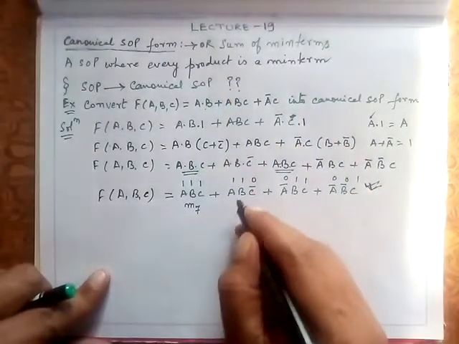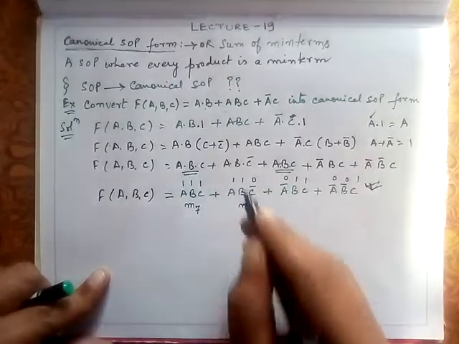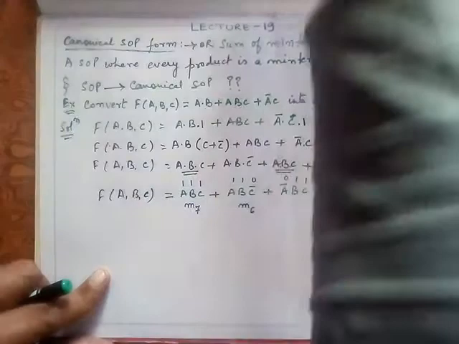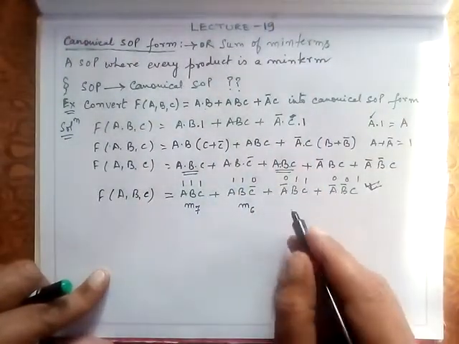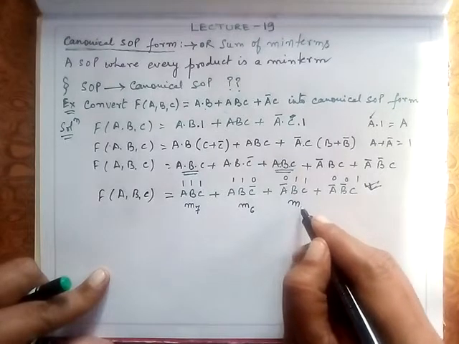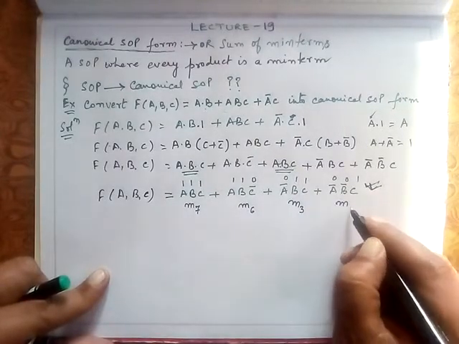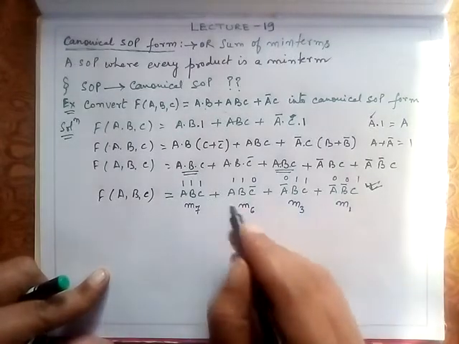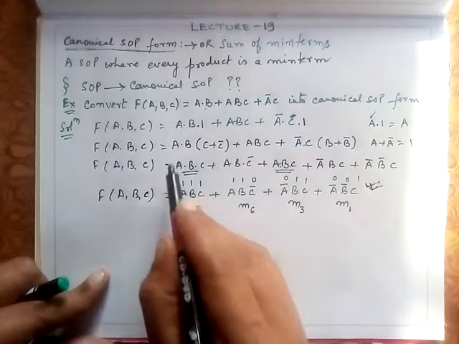Similarly, this ABC bar is M6. ABC bar, if you see 4 2 1, this is M3, and this is M1. If you see from here, it is M1. I hope that this is clear to you. Just check out if there is any mistake here.